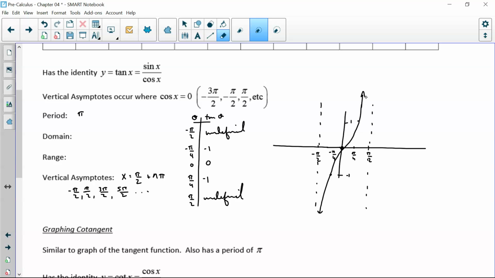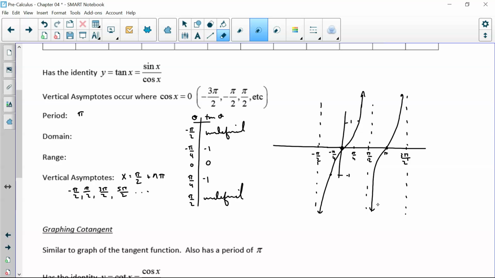Now, if I put another period there, we have pi, that's our 0, and we have our 3 pi over 2. And really all we have to do for these is repeat, and it's going to have a 0 at pi, it's going to rise from left to right.